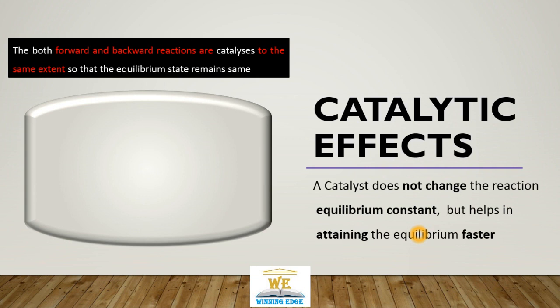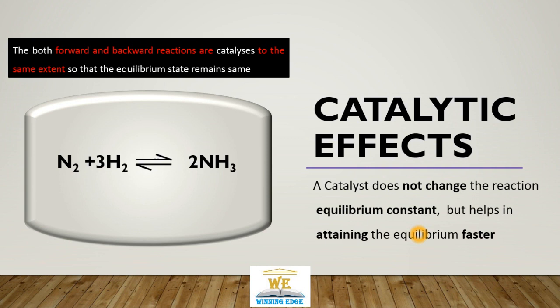It increases the forward and backward reactions equally, so the equilibrium position will remain the same. It only helps to attain reaction equilibrium quickly. Think of it like this: if we have a catalyst, or making iron rust, whatever naturally rusts can be made to happen in just minutes or days rather than in years.